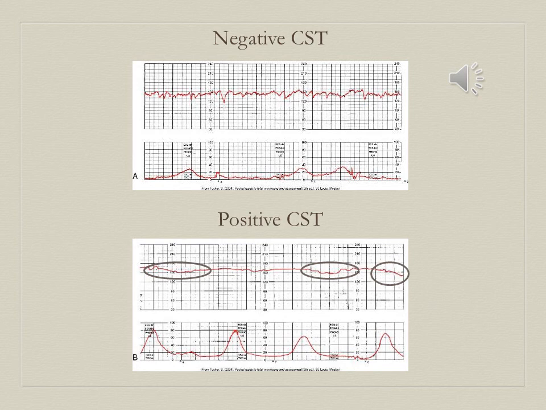In the top tracing here, you see there are 3 contractions in the uterine activity, but the fetal heart rate does not have any decelerations, so that's a negative CST. Now, if you compare that to the bottom strip, you'll see where I circled 3 late decelerations for you. Now, she had 4 contractions, 3 decels, so the decels were occurring with more than 50% of her contractions. Therefore, this is a positive CST and is indicative of poor fetal status.